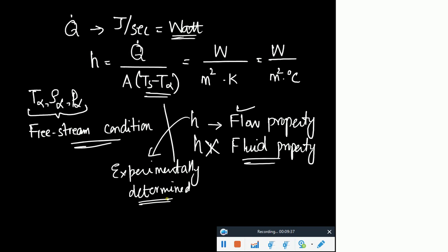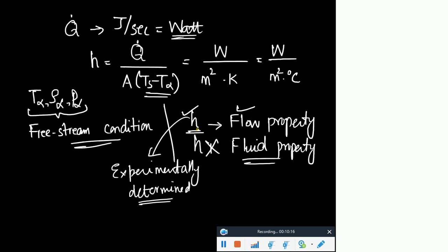Most of the time, if you listen to somebody who says that I am a PhD in heat transfer and I have done something on convection, you would find that his or her study is concentrated on determining H in a certain kind of heat transfer phenomenon. This is so important, and it is so hectic to find out that it requires a lot of effort. So generally it is determined experimentally. Keep in mind that this is not a fluid property, this is a flow property, right? Can you explain what a flow property is?